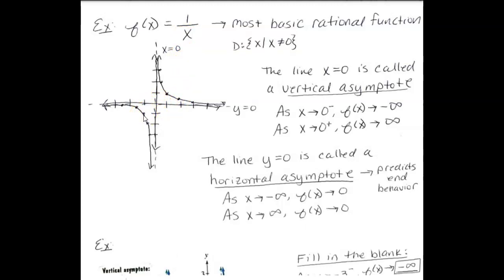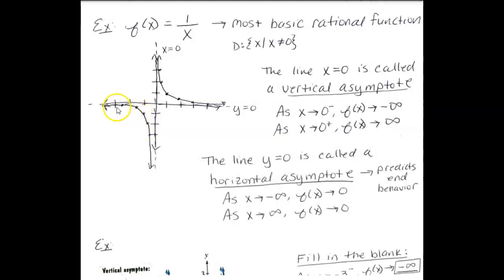If I plugged in -2 as a value for x, 1 over -2 is -1/2. So if x were -2, we would be down here at -1/2. If x were -3, we'd be down here at -1/3. What if x were -1/2? Like right here, we would be down here at -2, right? 1 divided by -1/2 is -2.